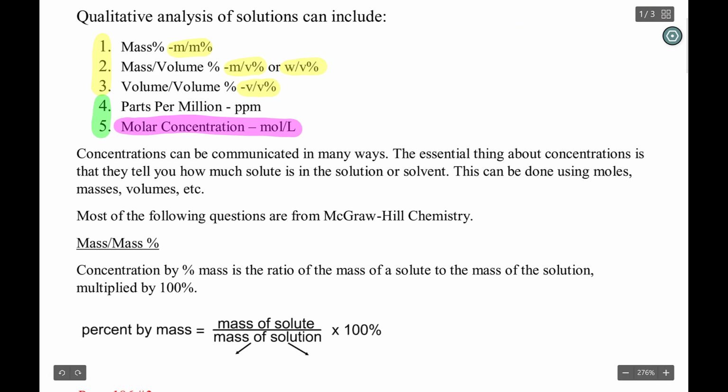So what is concentration? Concentration simply is how much solute is in a solution or a solvent. Now you can do this in lots of different ways. You could say grams per liter, you could say moles per liter, moles per milliliter. There's lots of different combinations, and so we're going to look at a lot of these different types of combinations. Of course, we are going to start with a mass percentage.